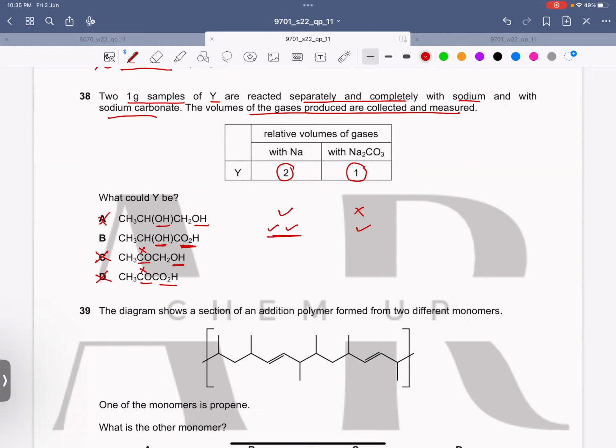So here we are getting double the volume of gas with sodium because both alcohol and carboxylic acid would react with sodium, and we get half of the gas when it reacts with sodium carbonate because only carboxylic acid reacts with sodium carbonate. So that's why our correct answer would be B. Yes, is this clear to everyone?